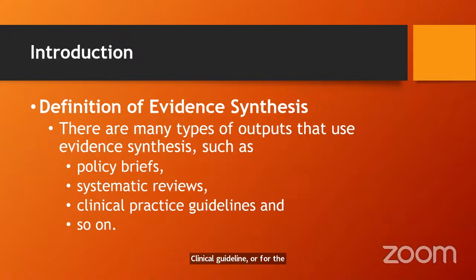So there are many types of output that we can generate from the use of evidence synthesis. The first one is the policy brief. This is a concise summary of the evidence which will inform the policy to make a recommendation. Another one is the systematic review, which I'm going to discuss briefly in my upcoming slide. Another type of output that evidence synthesis can generate is the clinical practice guideline and so on.